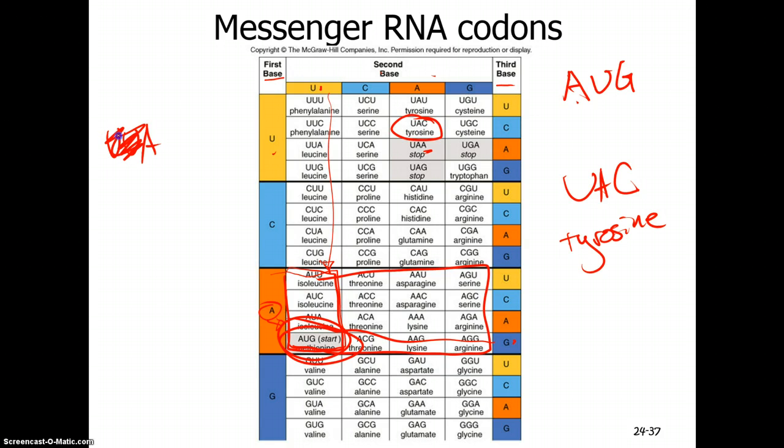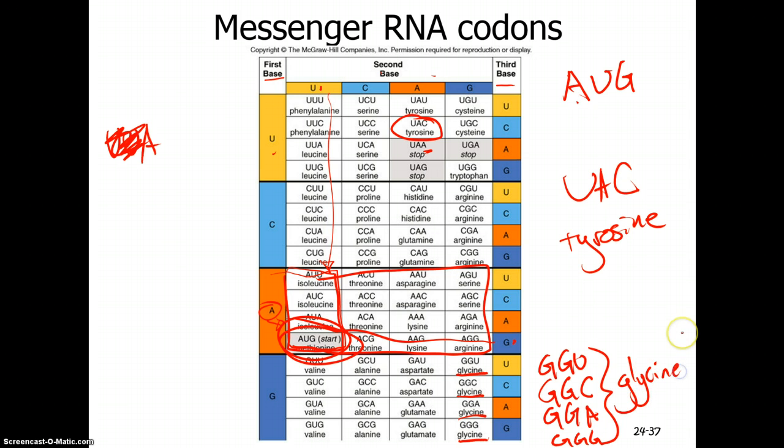Ignore this codon up here. Now, what I'd like to do is show you what I was talking about here. If you take a look at the chart, I have amino acid glycine, glycine, glycine, glycine. So glycine could be GGU, GGC, GGA, GGG. All of those are going to code for the same amino acid, glycine.